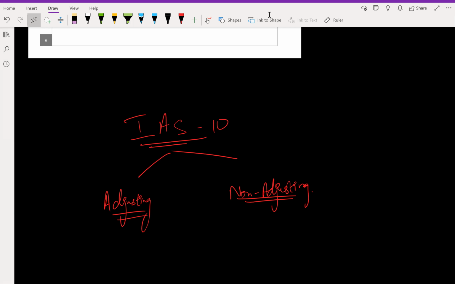With regards to this new CBE format, how will things be done? Will you give us a demo? Yes. ACCA will give us a demo on how to perform the paper. Yes. Okay, I'll tell you exactly.